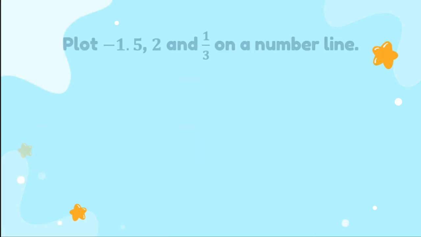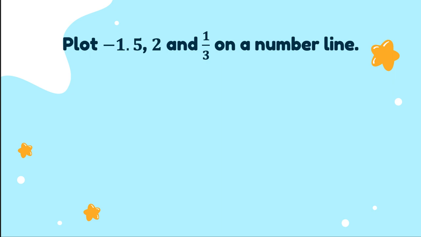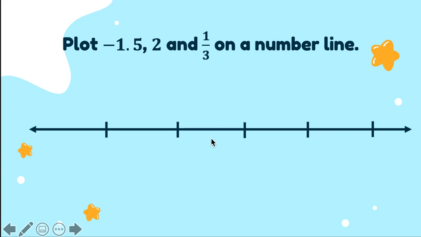And for the last example, let's see. We're going to plot these three numbers on one number line. So we're going to plot negative 1.5, 2, and 1/3 on a number line. So you have here a number line consisting of negative 2 up to positive 2 integers. And we're going to divide each of the parts by 3 because of the 1/3. So the first one to plot is of course the easiest one, which is 2. So we all know that 2 is here, so we just need to put a dot to represent its graph.